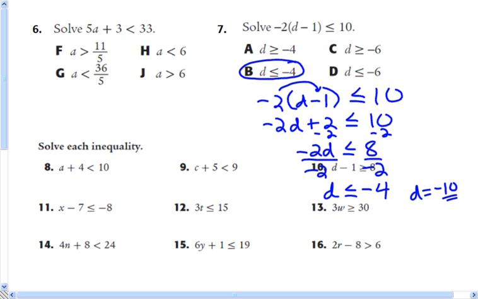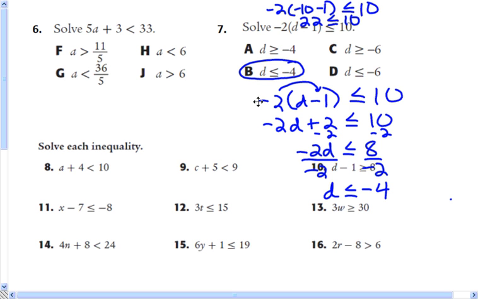But when I check this, I'm going to do -2 times -10 minus 1 and see if that's less than or equal to 10. And that makes -10 minus 1 is -11 times -2 is +22, less than or equal to 10. That is not right. 22 is not less than or equal to 10. And that's where I'm going to go back and say, where did I make a mistake here?